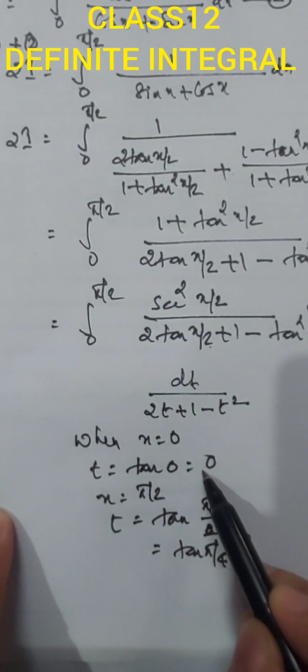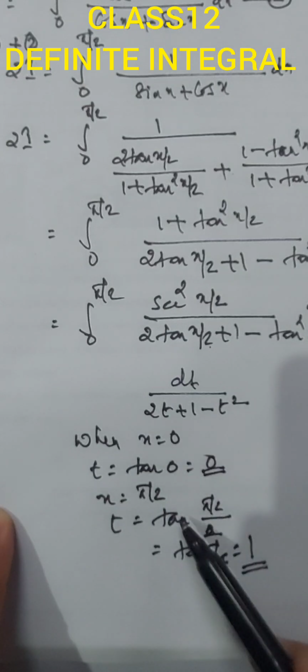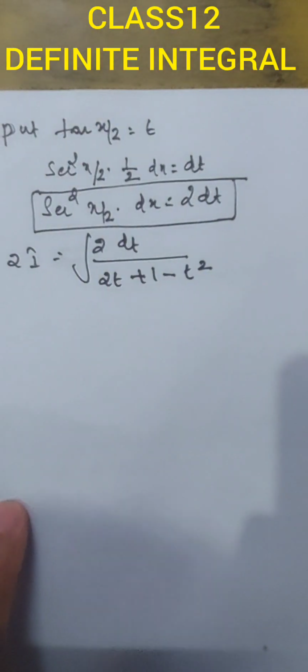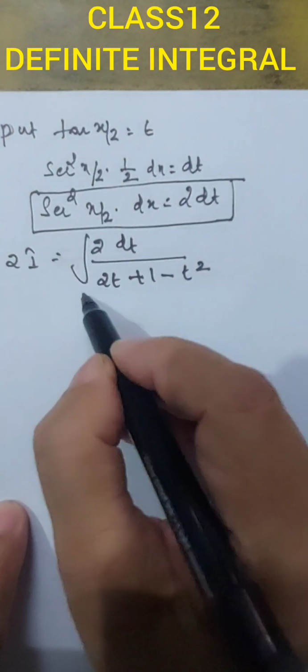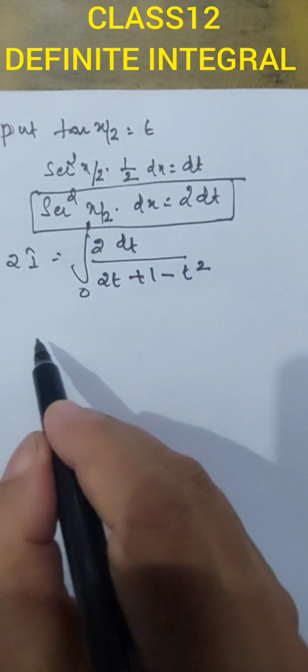So the new limit is now 0 to 1. The limit for x was 0 to pi by 2. Now the limit for t will be 0 to 1. So here 2I is 0 to 1. Now take negative common from the numerator.